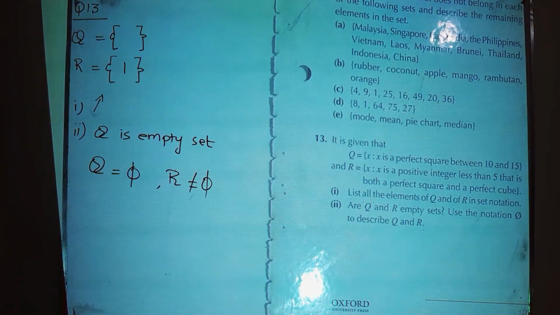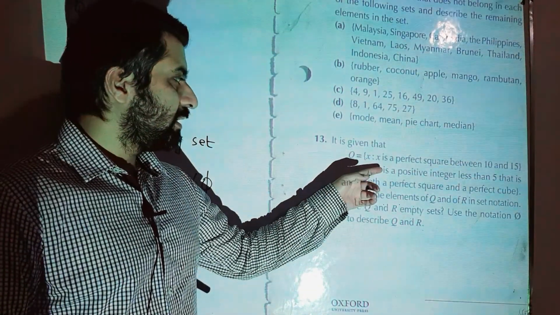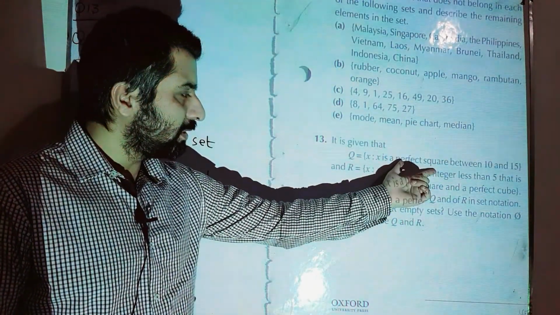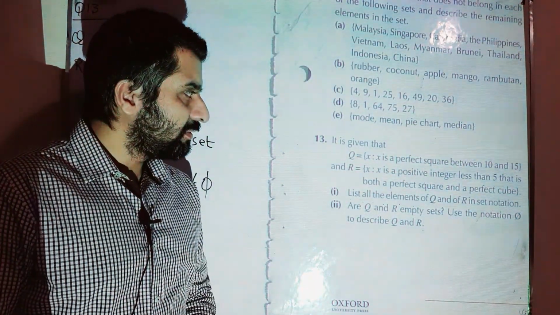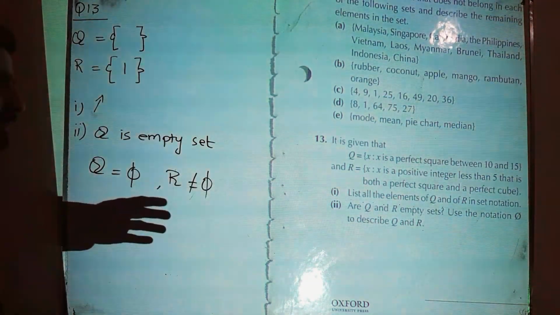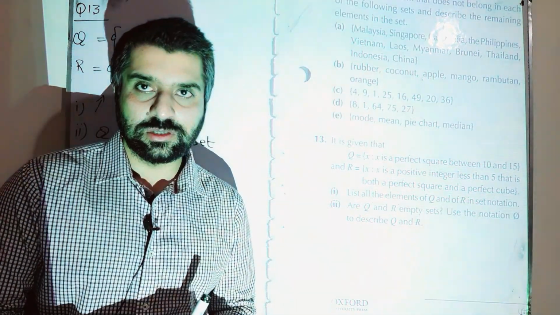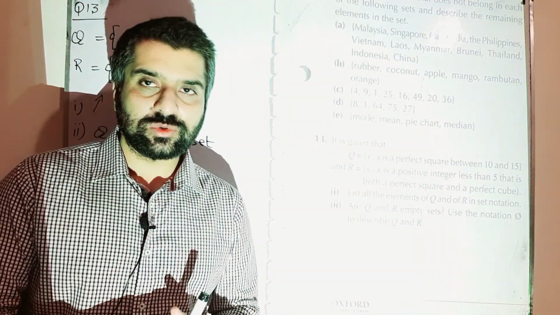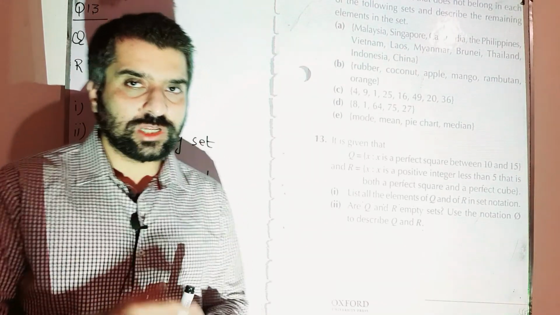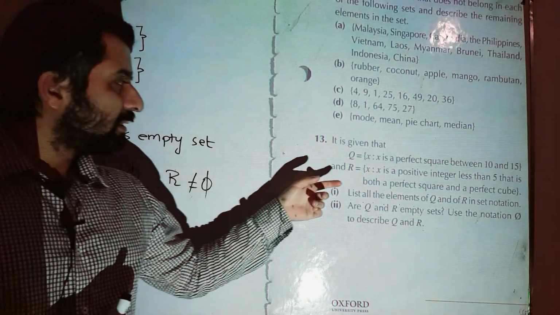Question number 13. It is given that we have a set Q, and the elements are X such that X is a perfect square between 10 and 15. A perfect square between 10 and 15 is an empty set because we don't have one. Now 2 square is 4, 3 square is 9, 4 square is 16. So between 10 and 15 we don't have a perfect square, so Q is an empty set.